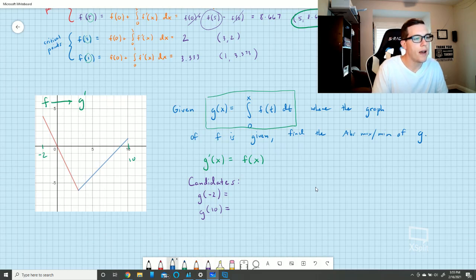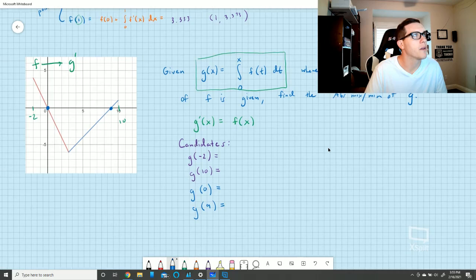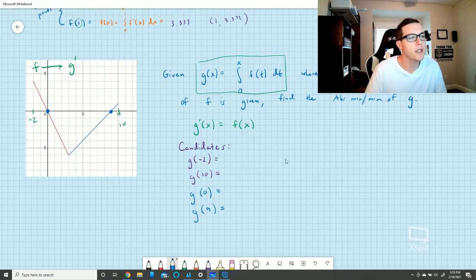Now we also have our critical points. Well, that's where the derivative graph, which is this, equals 0. So we have one right here, we have one right here. So g of 0 we're going to have to find, but that's going to be important in a second. And we're going to have to find g of 9. I'm going to cover that a little bit because I think you know what the question I'm asking is.